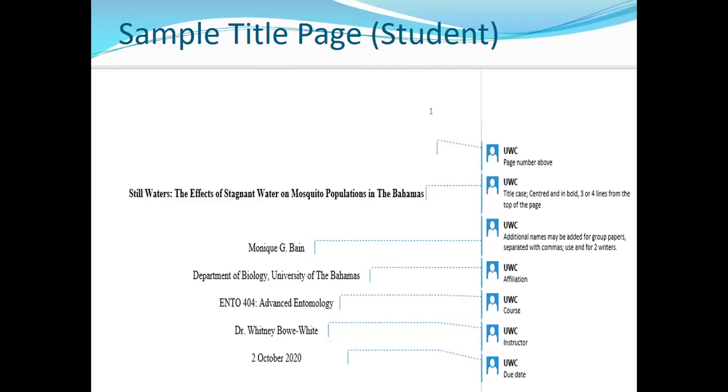Now, they don't provide a guideline in terms of how long a title should be, but the recommendation is that it should be as concise as possible and succinct, not wordy.